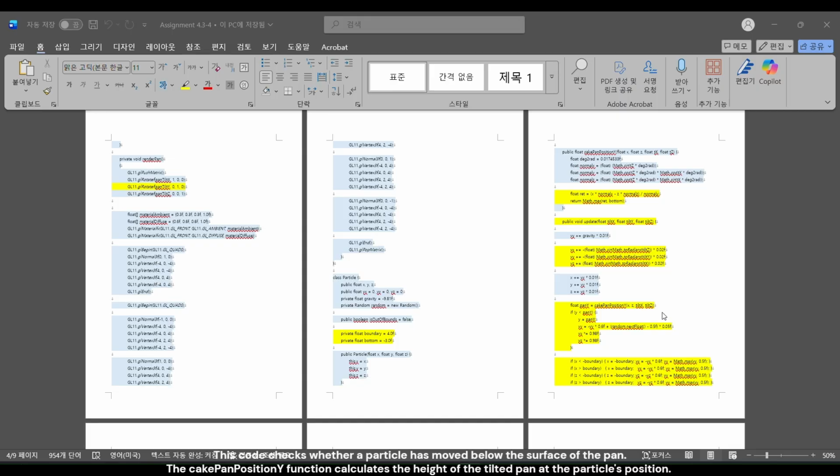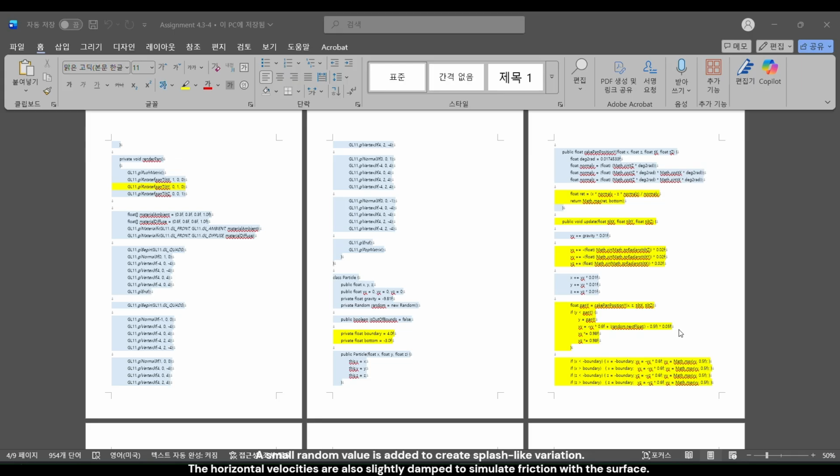This code checks whether a particle has moved below the surface of the pan. The cakePanPositionY function calculates the height of the tilted pan at the particle's position. When a particle hits the pan surface, a collision response is applied. The particle's vertical position is corrected so it rests exactly on the surface. The particle velocity is reversed and reduced to simulate energy loss during impact. A small random value is added to create splash-like variation.